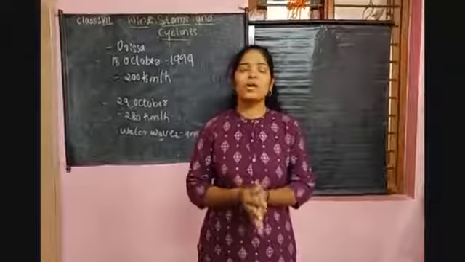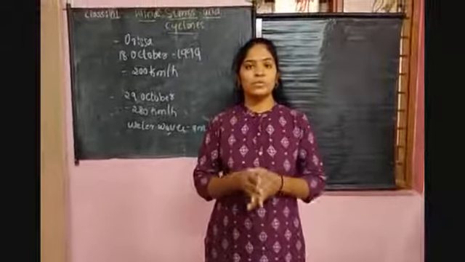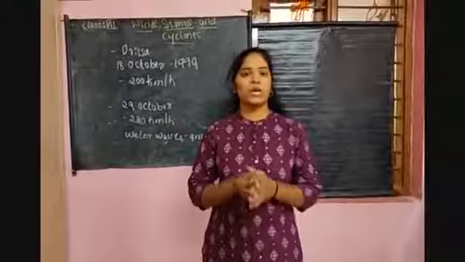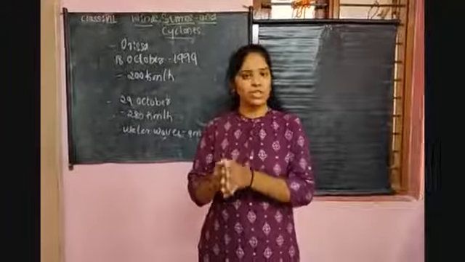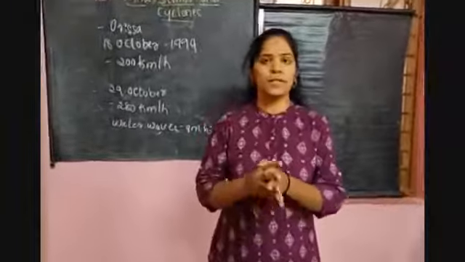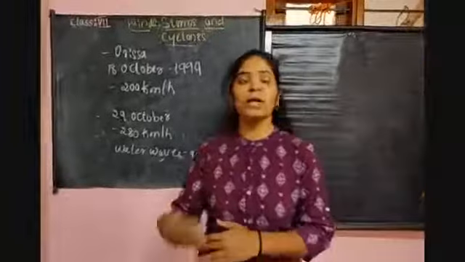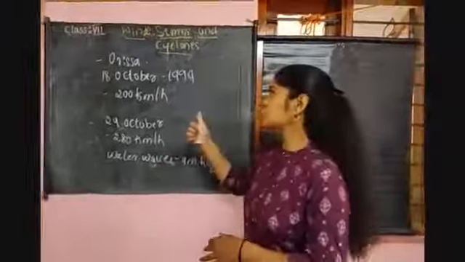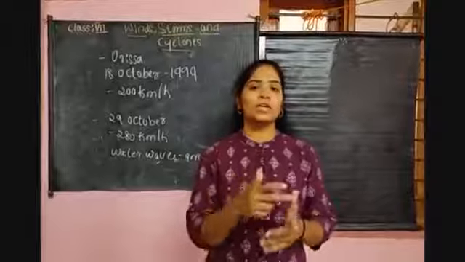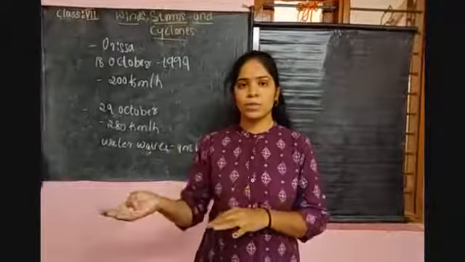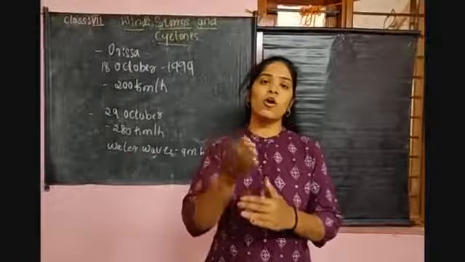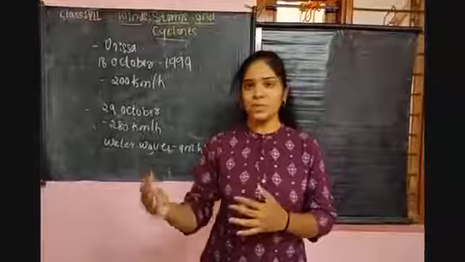Storms means what? Storms mean there is a lot of variation in the winds, which causes changes in the barometric pressure of the atmosphere, which we will study in detail in later classes. And cyclones mean the wind is rotating in a circular motion, so it will affect the atmosphere, and there is a lot of destruction in the environment.